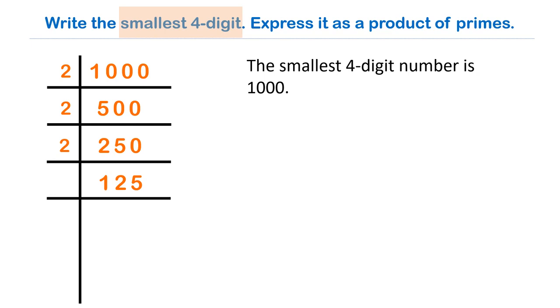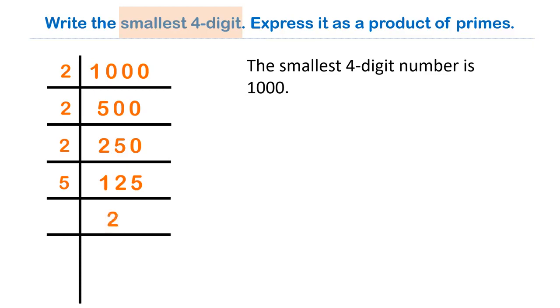So we take the next prime number 3 and do the divisibility test. For that, we need to add the digits 1 plus 2 plus 5, which is equal to 8. Since 8 is not divisible by 3, 125 is also not divisible by 3. We take the next prime number 5 and do the divisibility test. Since 5 is the last digit of 125, it is divisible by 5. So we write 5 to the left of 125 and divide.